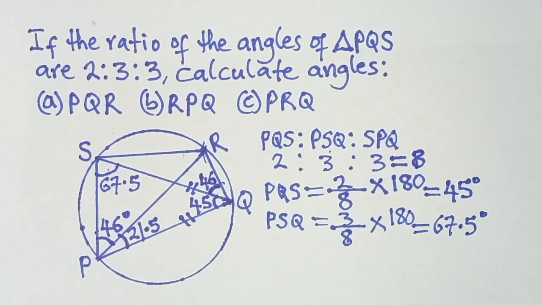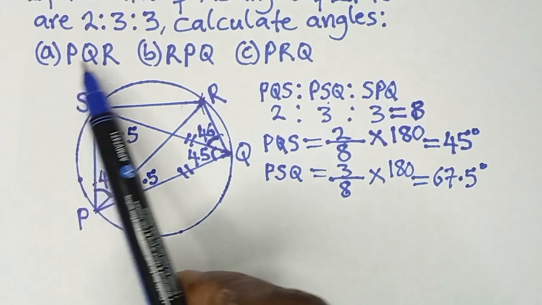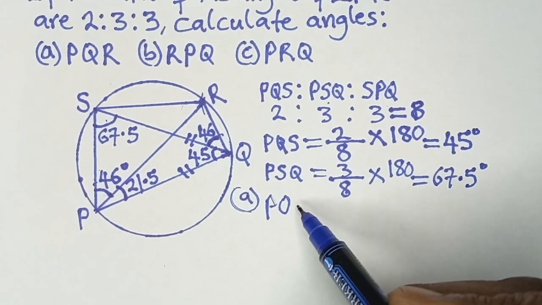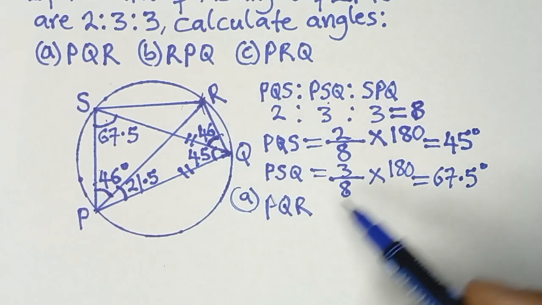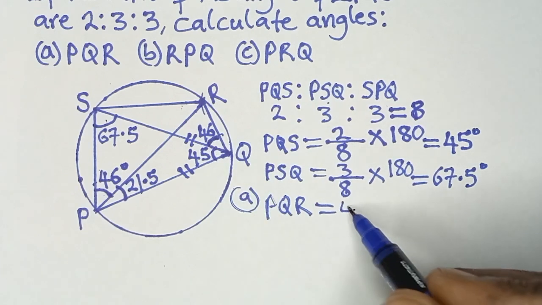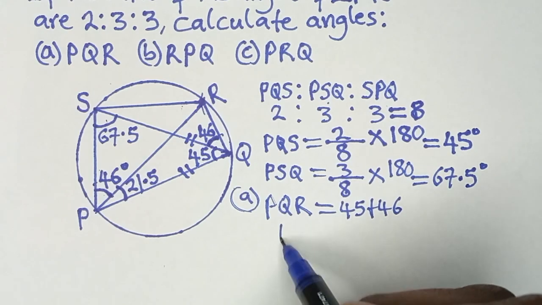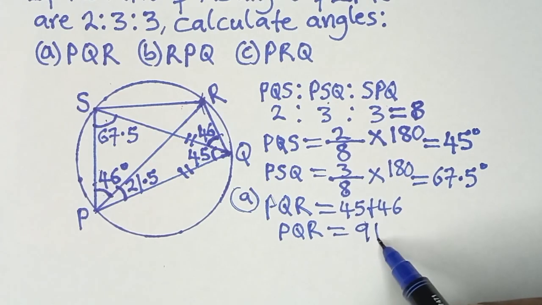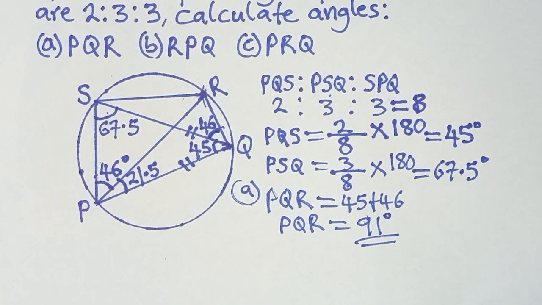So now for us to get angle PQR, that is the first angle here, PQR. So I can say angle PQR is equal to the sum of these 45 and 46 together. So 45 plus 46. That will give us angle PQR as equal to 91 degrees. So that is angle PQR. So we are through with question A.